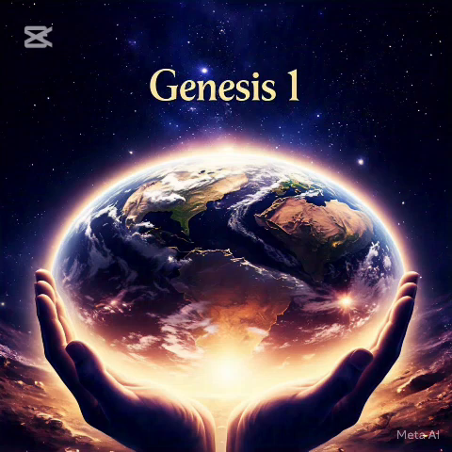Day 1, Light and Darkness. Genesis 1:3-5. God separates light from darkness, creating day and night. This represents the beginning of time and the establishment of order.